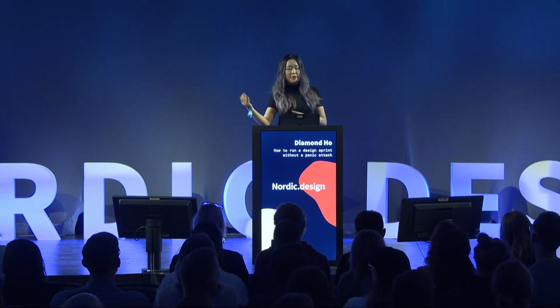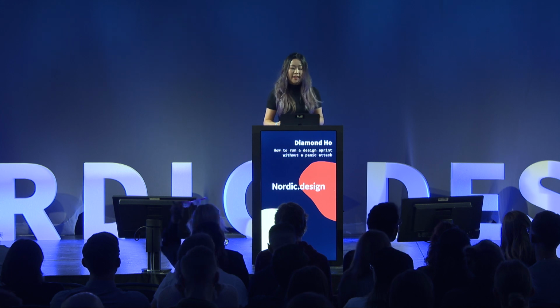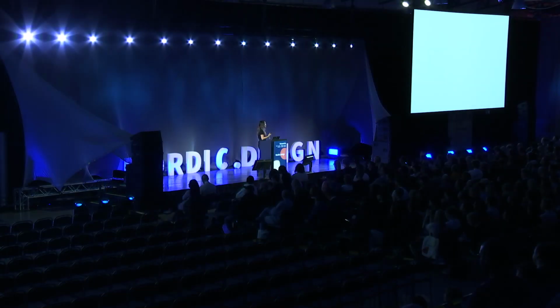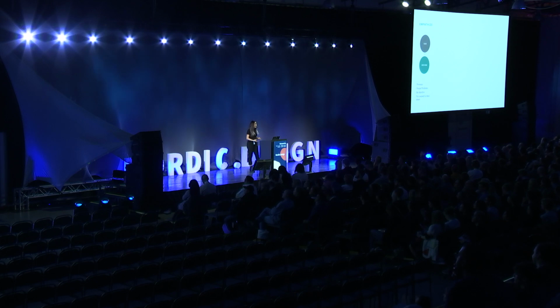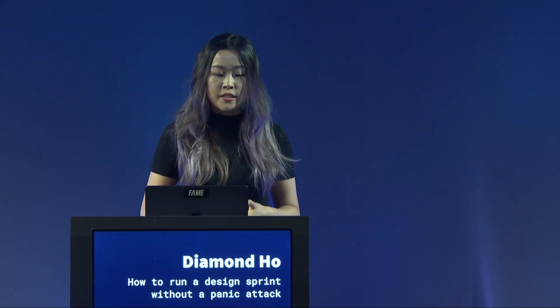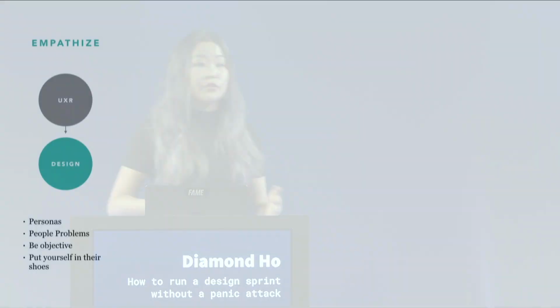To recap what we have talked about today, the 5 phases of design thinking: empathize, define, ideate, prototype, and validate. First, empathize. Identify who your personas are. Why are you trying to do this? Work with your user researcher to identify the clear problem you're designing for. Be objective and put yourselves in their shoes.